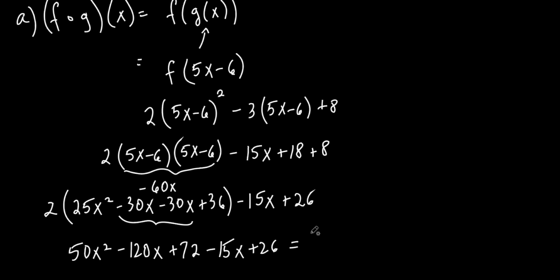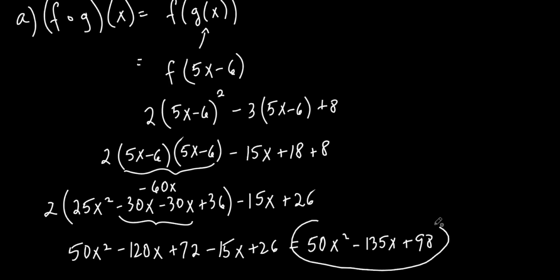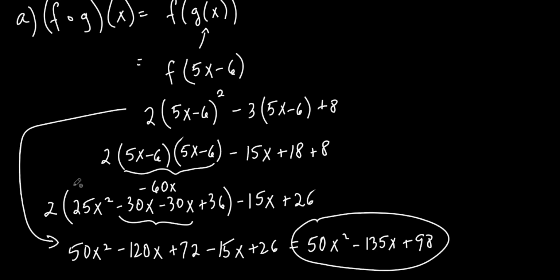All right, let me just write it right here. So let's add some like terms. The 50x squared stays right there. And the x is, what's that, negative 135x? And then the regular numbers, 72 and 26, what's that, 98. And there you go. And that's your answer. Again, all this from here on down really had nothing to do with composition, did it? Learning anything new. That was just old stuff. It's just work, manual labor, like I said.